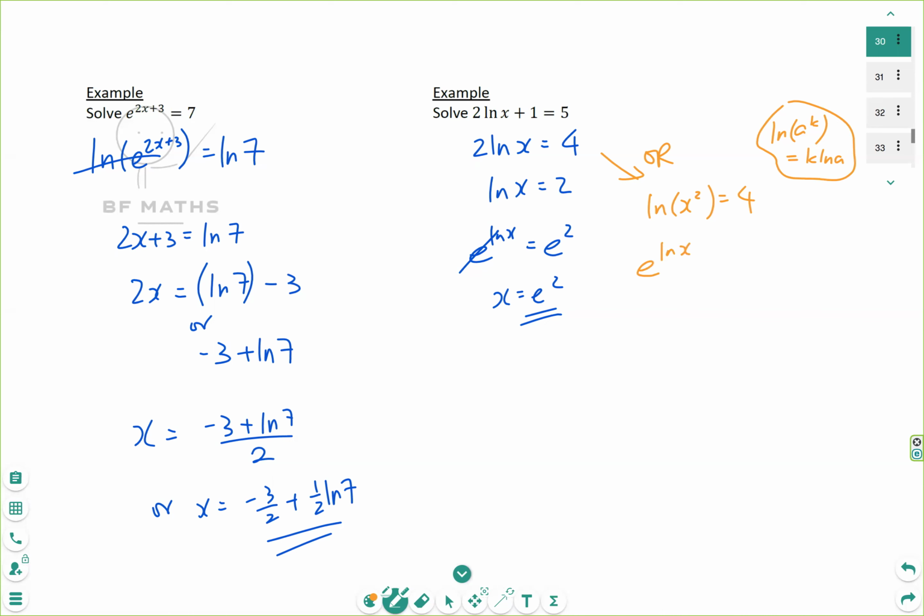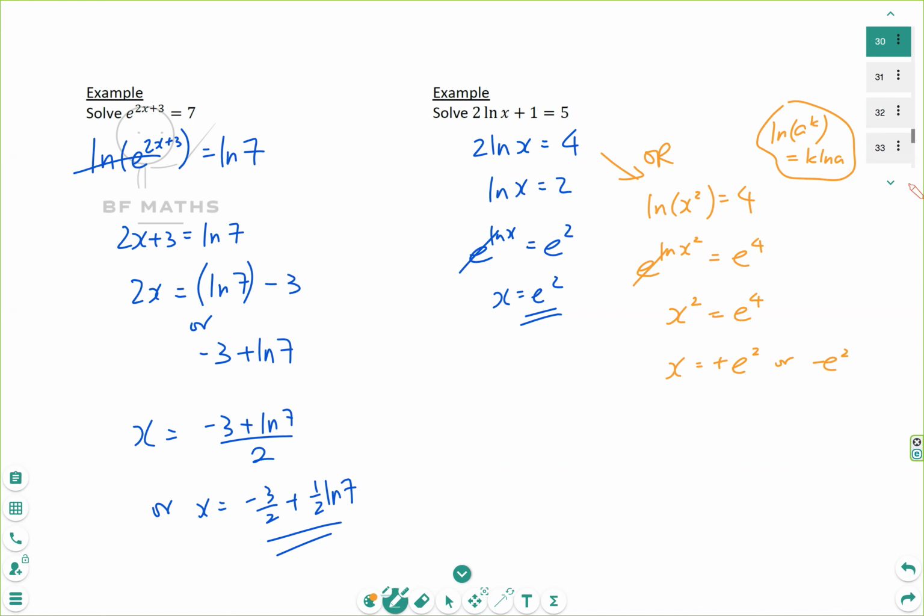And then e on both sides. So e to the power of ln x squared equals e to the power 4. E and ln cancel. X squared equals e to the power 4. When you square root it, you have plus and minus. So you have positive e squared or negative e squared. Why is the square root of e to the power 4 equal to e squared? Because square root means power of a half, and 4 times a half is 2.